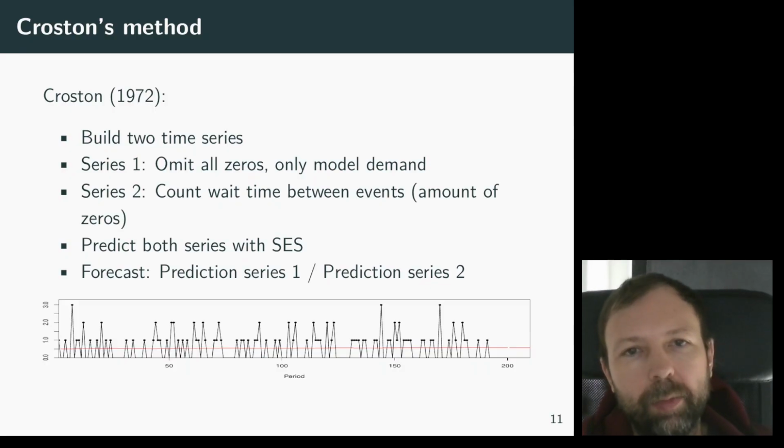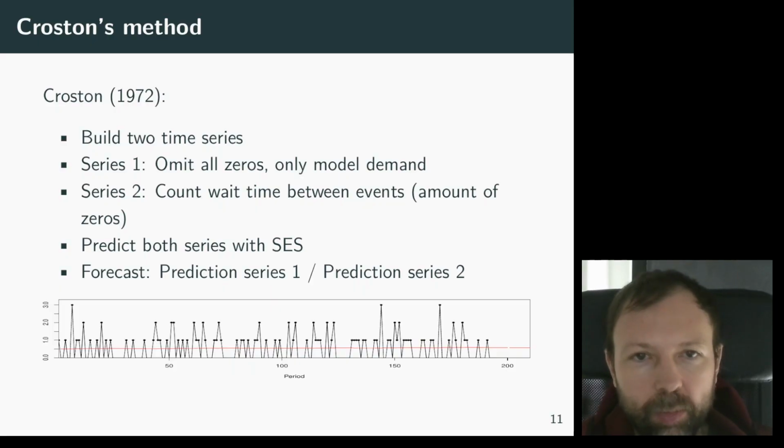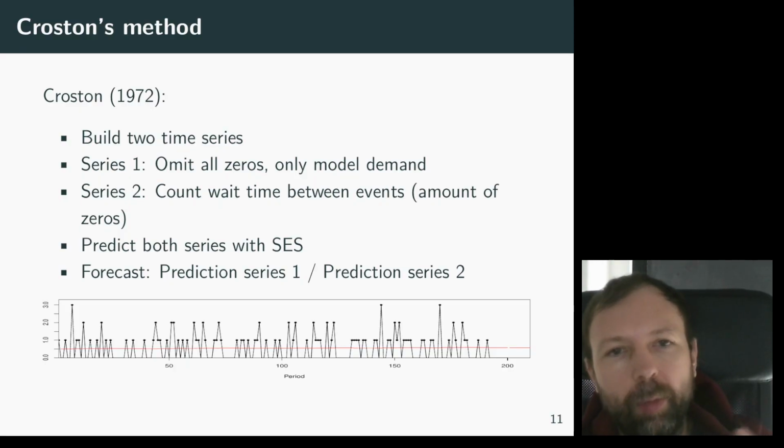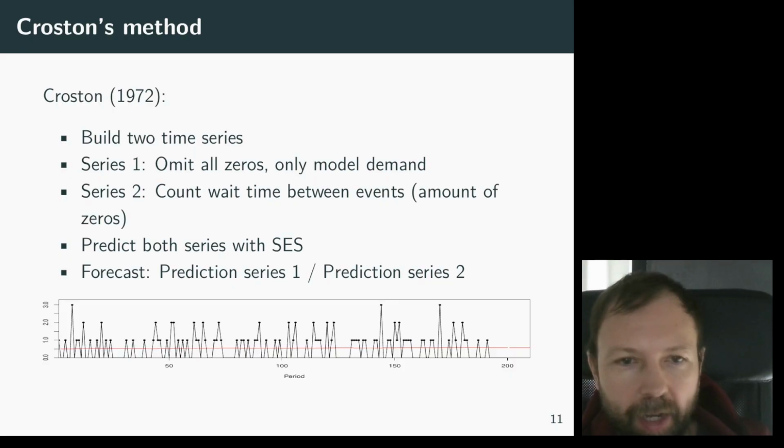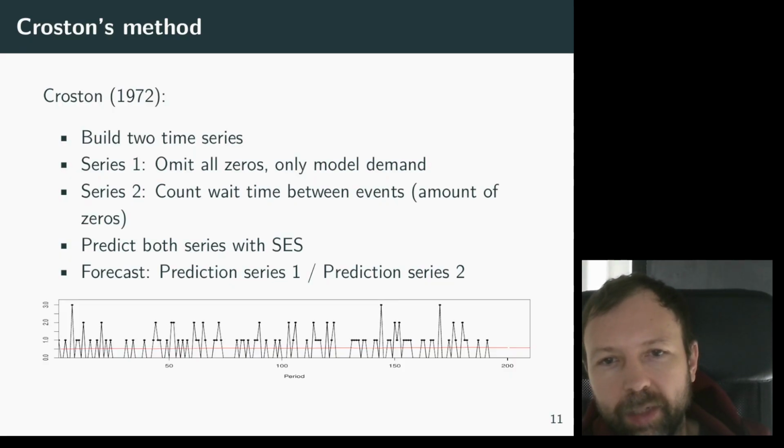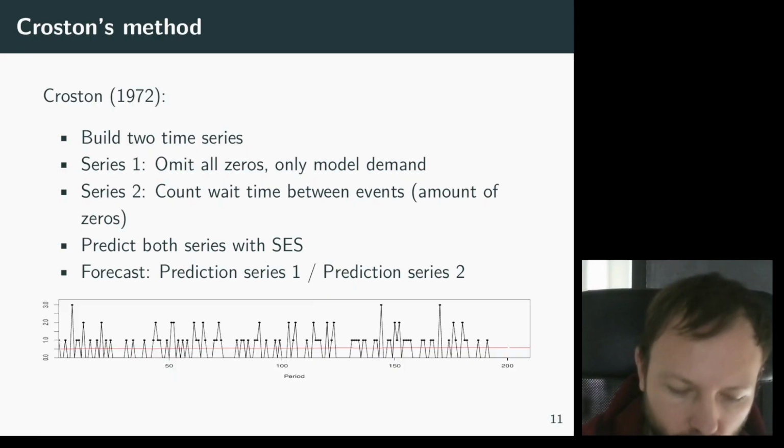So there the idea is we build two time series. Series 1, we just omit all the zeros and only model the non-zero demand. And series 2 is we count the wait time between events. So basically this series 2 is now only the zeros, but we count how many zeros are there between the non-zeros, and that's the series. And now we have these two time series. We predict both of them with simple exponential smoothing. And now our forecast is the prediction of series 1 divided by the prediction of series 2.